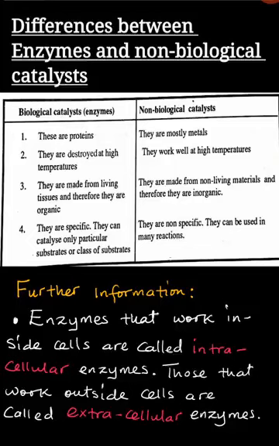The second difference is this. Enzymes are destroyed at high temperatures. We learned about this. When you expose an enzyme to higher temperatures, it denatures. In other words, it loses its shape. When it comes to non-biological catalysts, they work very well as you increase the temperature. So, for non-biological catalysts, the higher the temperature, the better they work.